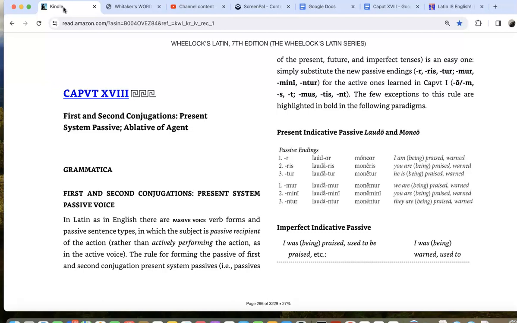Chapter 18. This will be the last full chapter that we learn this semester. Let's take a look at the topic: first and second conjugations, present system passive, ablative of agent.